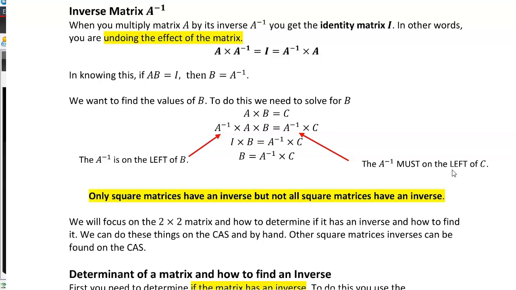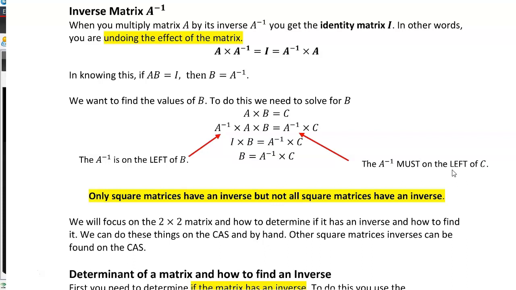So what we do is we undo the effect of timesing, which is what dividing does, by this thing called an inverse. So the inverse of A undoes the effect of A. Inverse of A times A gives you the identity matrix. Now, if you times anything by the identity matrix, it's like timesing it by 1. So they all cancel out, and you just get left with that A.